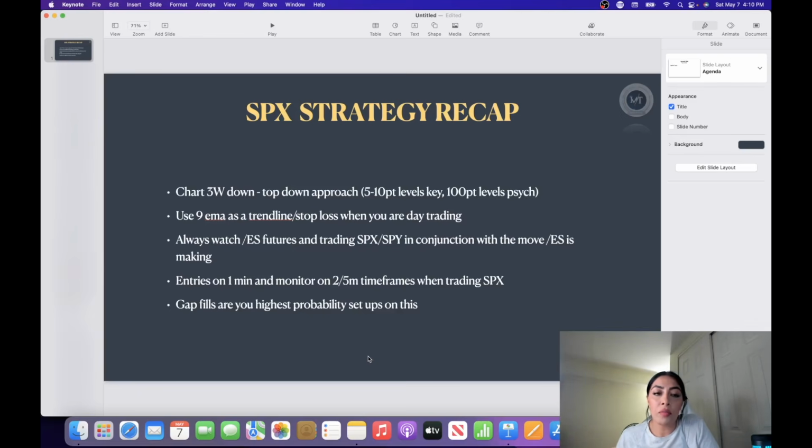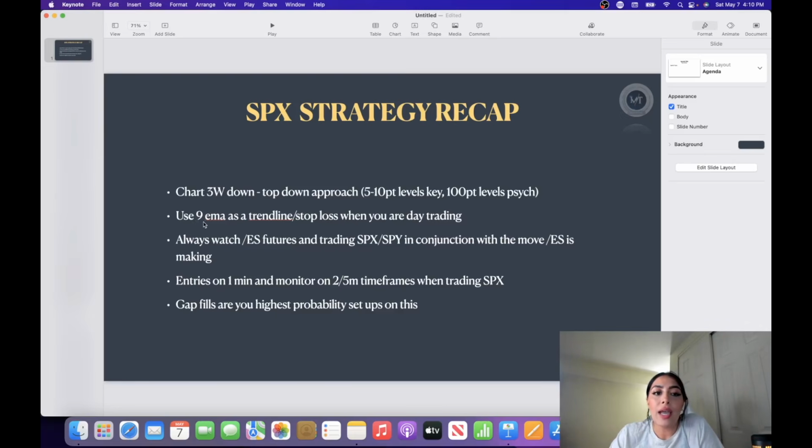All right, guys, so just as a little recap, because I know I kind of jumped around from different points on SPX, I just want to recap everything for you guys. So when you chart SPX, you want to chart it from the 3-year weekly down, top down approach. 5 to 10 point levels are going to be the key levels, and your 100 point levels are going to be your psych levels. On the higher time frames, I usually just chart the 5 and 10 point levels, and then as you make your way down to the intraday time frames, you can chart more in-depth levels.